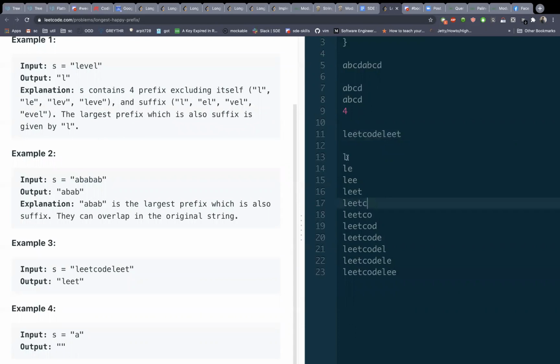So we check whether L is a suffix or not. It's not, right? So it's not an answer. Then we check whether LE is a suffix or not. It's not, so it's not an answer. Then we check LEE. It's also not a suffix, so it's also not an answer. Then we check LEET. Now LEET is a suffix that we have. So that's one possible answer we have. Then we keep simply moving ahead, but we don't find any better answer. So our answer becomes 4 for this problem. So the complexity of this problem will be O of n square.